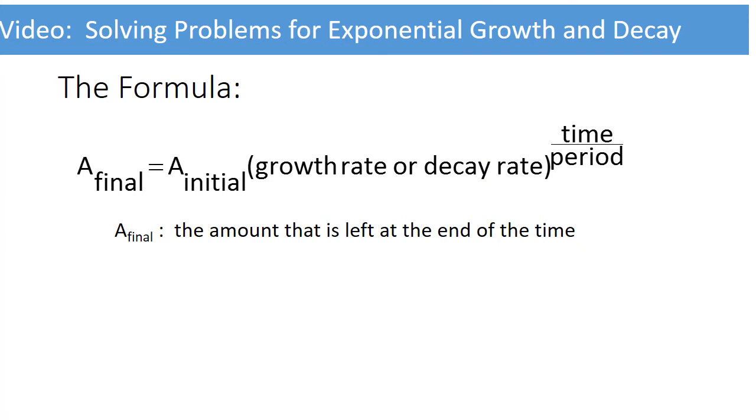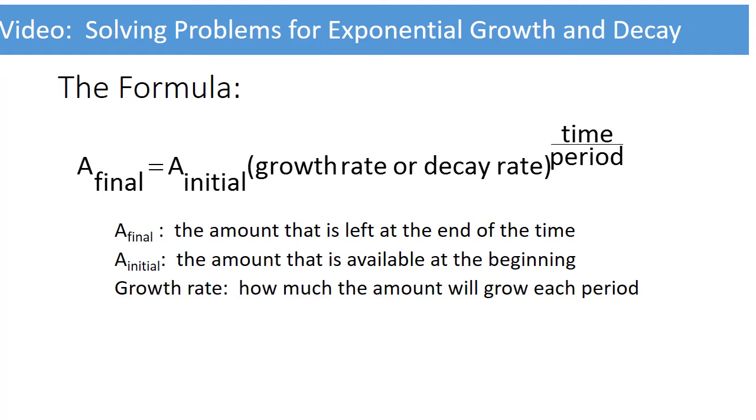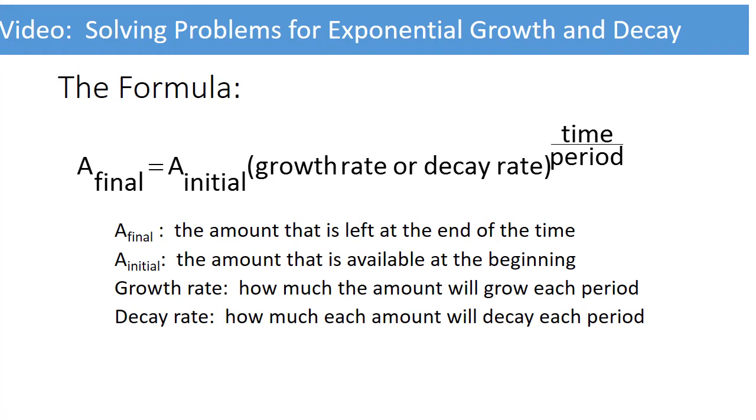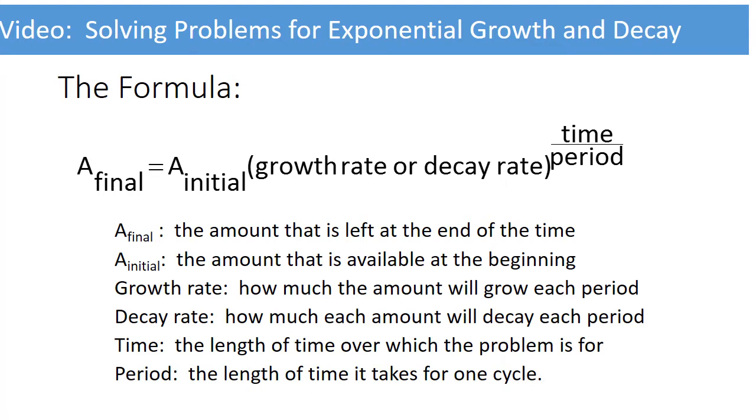A subscript final is the amount that is left at the end of the time. A subscript initial is the amount you have at the beginning. The growth rate is how much the amount will grow or perhaps decay. If it's decay, it's called the decay rate. The time is the length over which the problem is for. The period is the length of time it takes for one cycle.